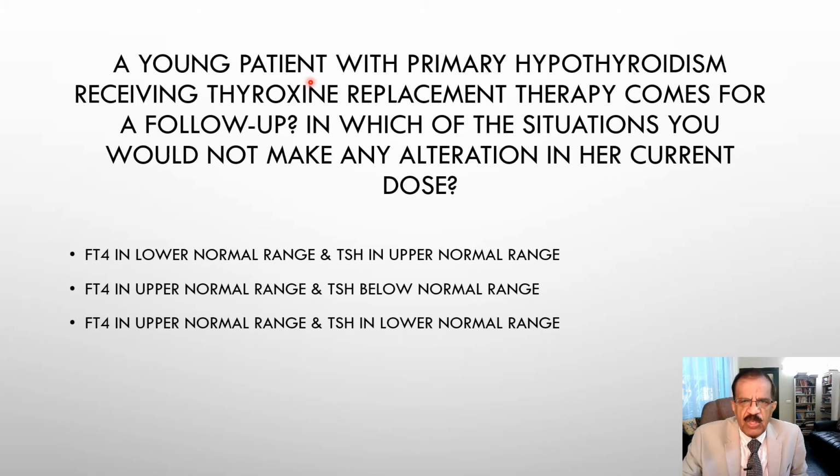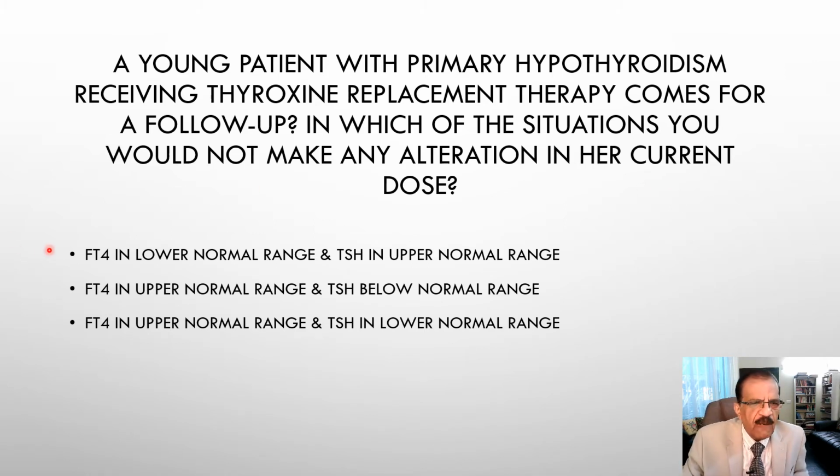A young patient with primary hypothyroidism receiving thyroxine replacement therapy comes for a follow-up. In which of the situations you would not make any alteration in her current dosage? A case of primary hypothyroidism, already receiving thyroxine, has come for a follow-up. Now you just have to go through this laboratory test and see if further adjustment is needed. And you would of course not make any adjustment if, in your opinion, patient has already achieved the ideal goal.